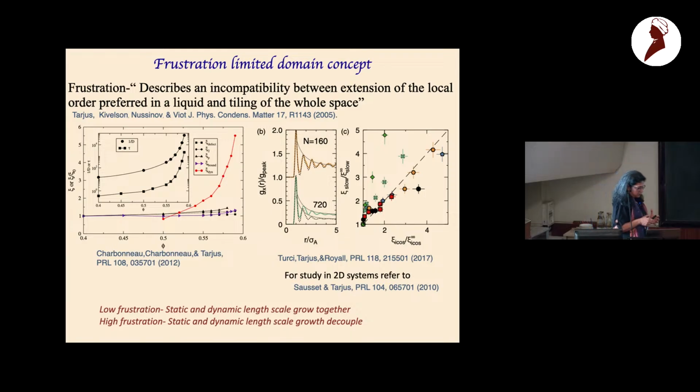Now, these icosahedral structures are less frustrated when you curve the space. This work, with Patrick and Gilles, and here the other Patrick with Gilles, says that if you curve the space, your icosahedral order is less frustrated, and here the static and dynamic length scales grow together, whereas here they don't grow together. Here is a plot of different degrees of frustration, and in some cases they grow well together, and in other cases they don't.